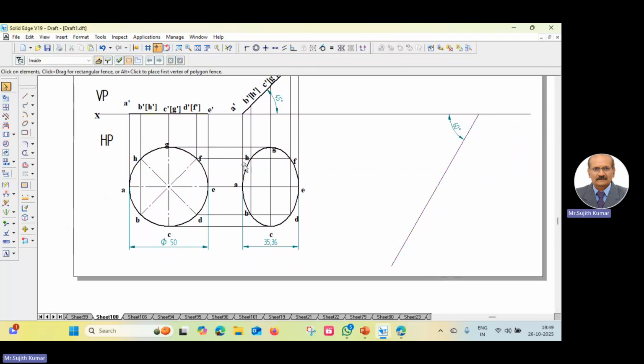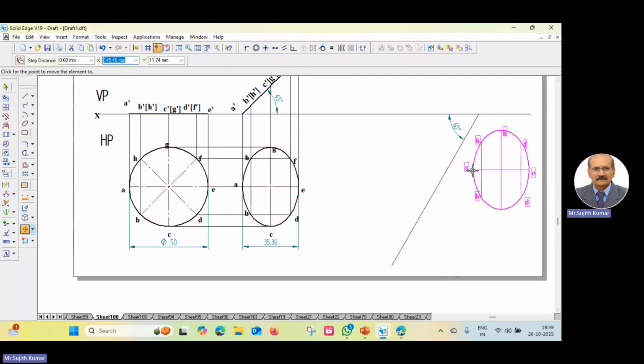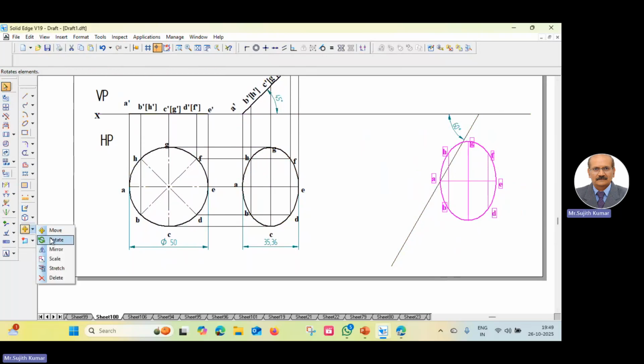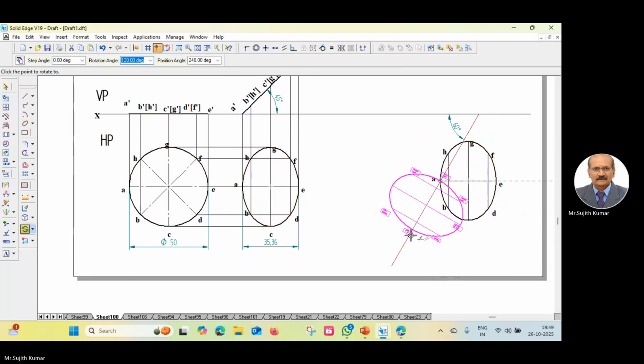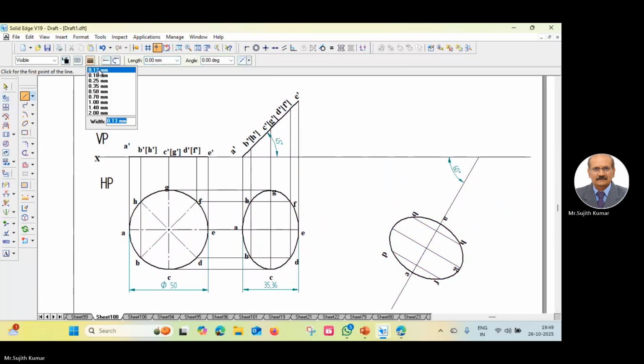Now select the second top view. No beta angle, because the top view of the diameter is given. When the top view of the diameter makes an angle of 60 degrees, it means no beta angle. Move, copy on, move from A, keep it on the 60 degree line, come out and right click. Then rotate. This is A, this is B. Then this is E dash, this is E.